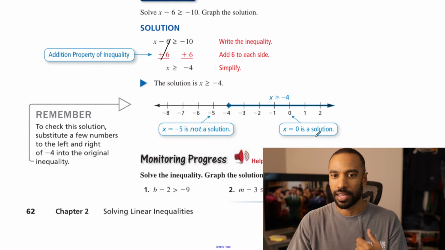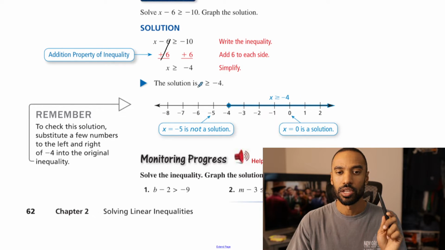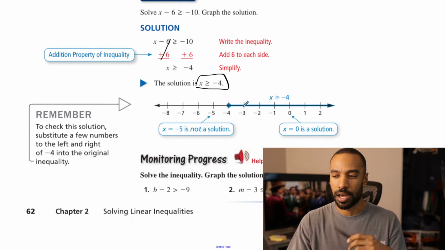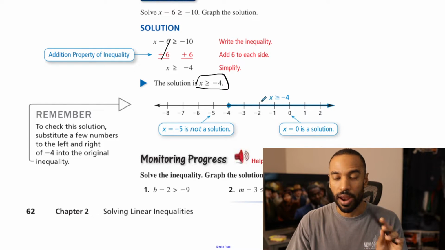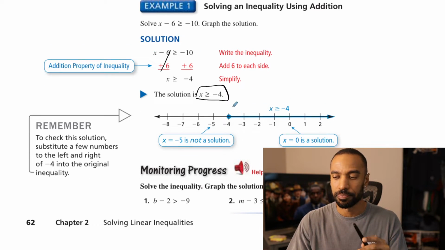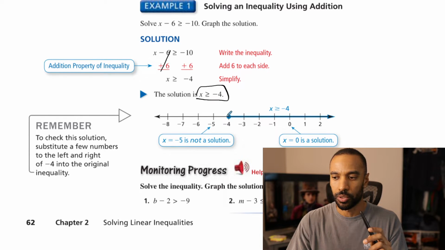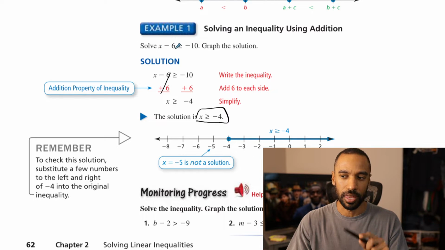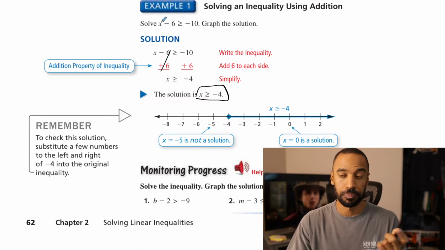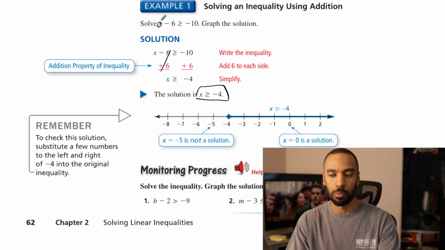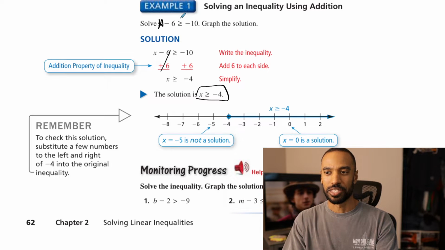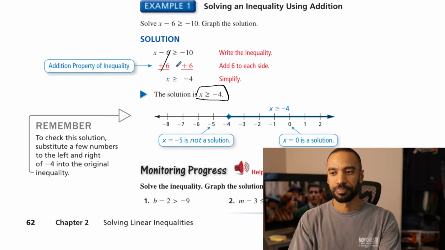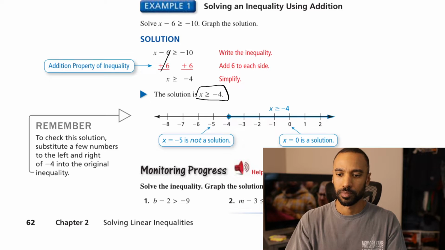That includes 0, and I like that they show 0 because, of course, when I graph these on a number line, and remember, these are the solutions for x, not for x minus 6, right? It means all of these numbers, including negative 4, can be plugged into the original inequality, and the left side will be greater than or equal to the right side. I like plugging in 0 because 0 minus 6 is just negative 6. Is negative 6 greater than or equal to negative 10? You betcha. Anything to the left will not work.